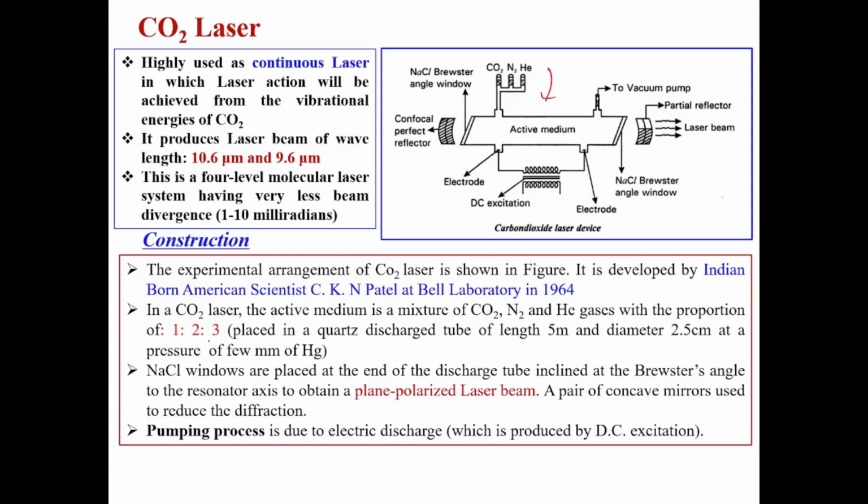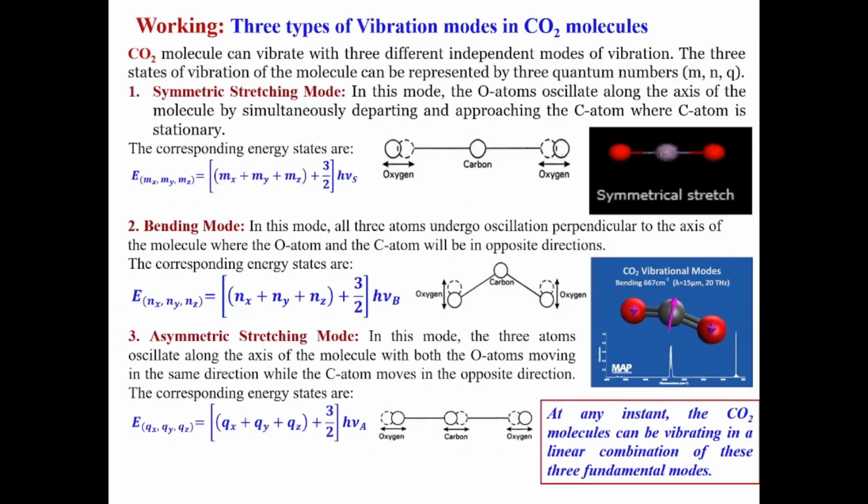To pump the gas mixture, an electric discharge is used. That means this is the electrical discharge method to pump the mixture, produced by DC excitation. Now we are going to go for the working of carbon dioxide laser. Here, 3 types of vibration modes are possible in the carbon dioxide molecule. The carbon dioxide molecule can vibrate with 3 different independent modes of vibration.